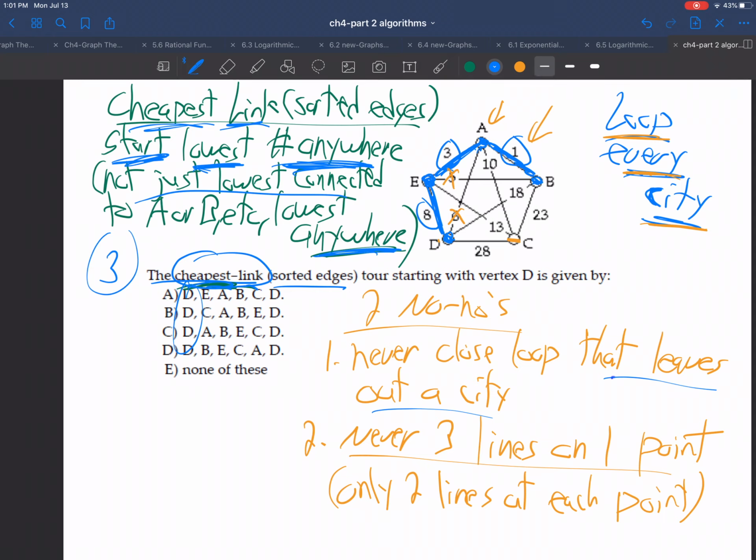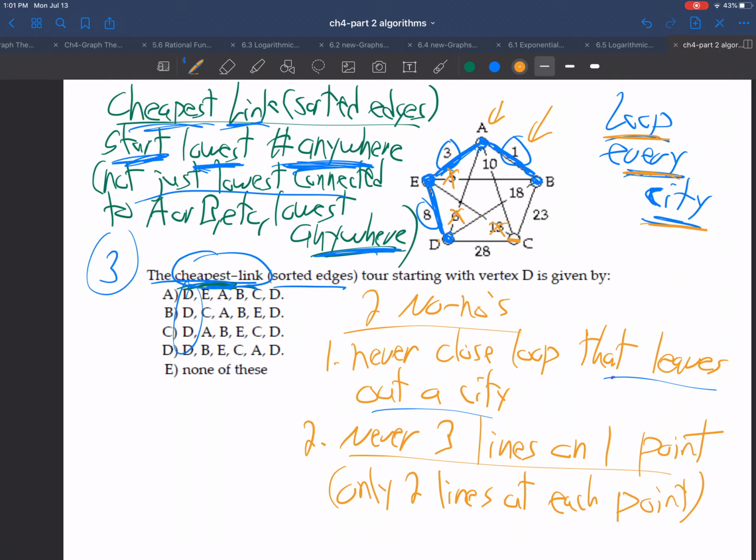So we use the 8. What comes after the 8? 13. Can we do the 13? No, that'd be 3 lines hitting E. That's this no-no. Can't do that. So cross that out. Here, let me do this with this color.